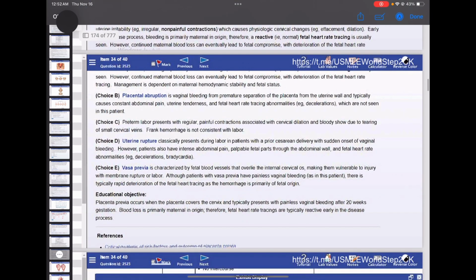Let's quickly read the causes. Why not uterine rupture? During the labor in patient, prior C-section with sudden onset vaginal delivery. However, patients also have intense abdominal pain, palpable fetal parts through the abdomen, and fetal heart rate abnormalities. In uterine rupture, there would be decelerations and bradycardia. In vasa previa, fetal blood vessels overlie the internal os, making them vulnerable to injury. Although patients with vasa previa have painless vaginal bleeding, as in this patient, there is typical rapid deterioration of fetal heart rate tracing, as the hemorrhage is primarily of fetal origin. So this is placenta previa.